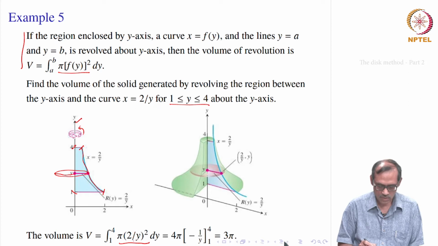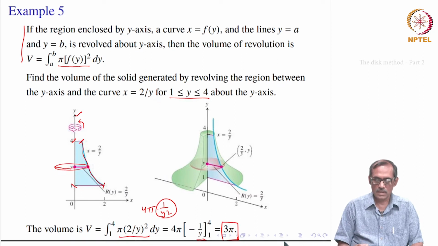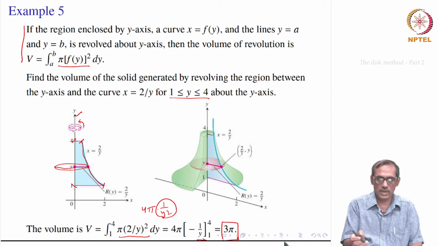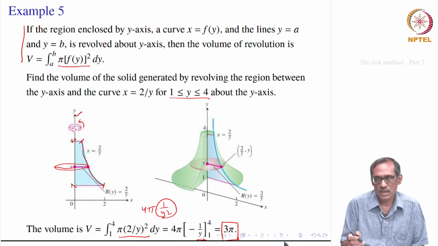And so it is 4 pi divided by y square, and this is to be integrated. 1 by y square has the integral as minus 1 by y. Therefore, it is 4 pi times minus 1 by y evaluated at 1 and 4 and then subtracted. So, if you simplify, you would get the answer as 3 pi. So, now you see we can also do this while revolving some region around the y axis. Okay.